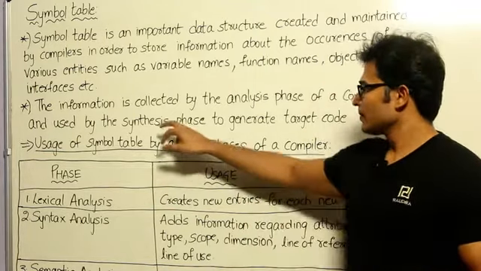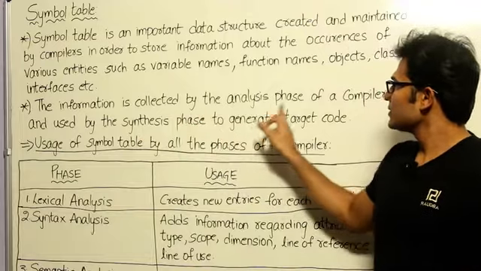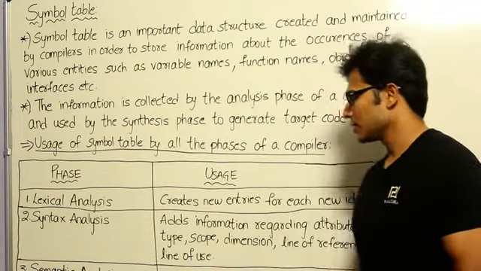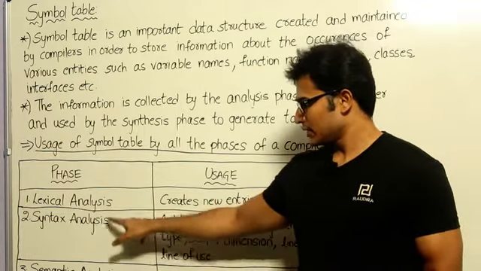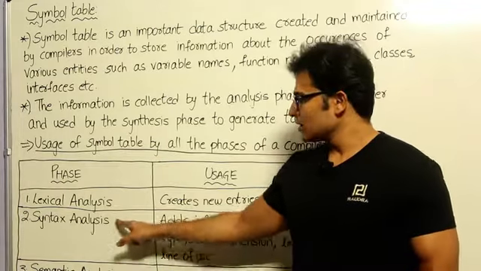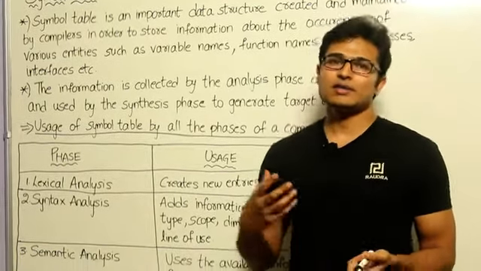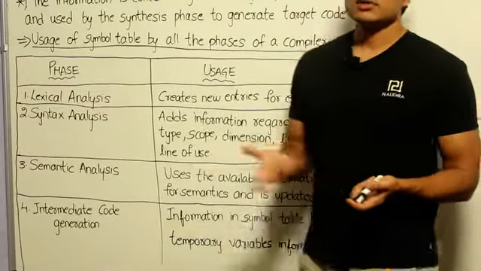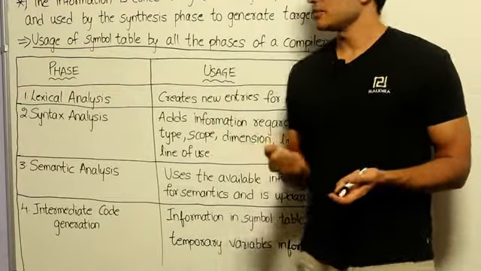So if you look at this, the information is collected by the analysis phases, as given. Now what are the analysis phases? We have three analysis phases, right? One is lexical analysis, another is syntax analysis, and the other one is semantic analysis. All these three phases are going to understand the program that you write, and they are going to store the relevant information in the symbol table.